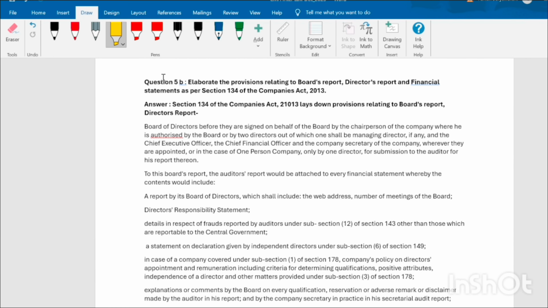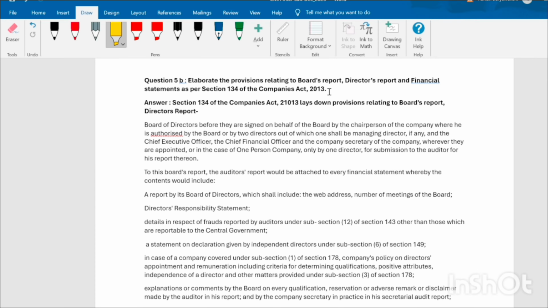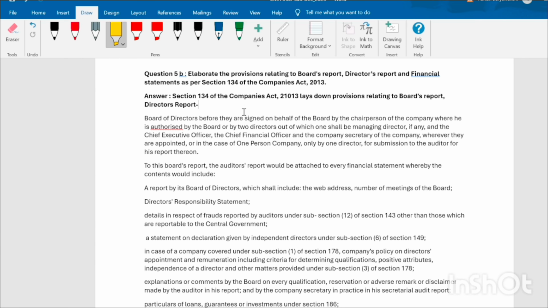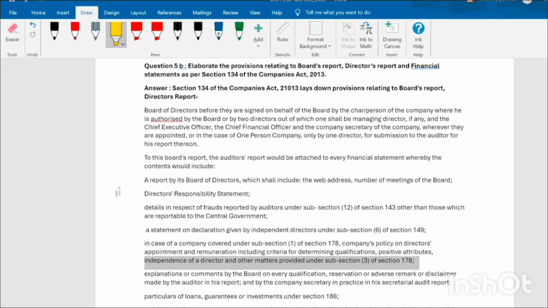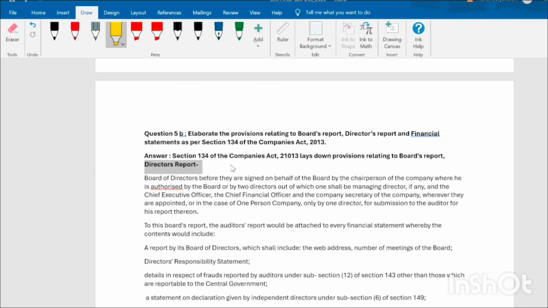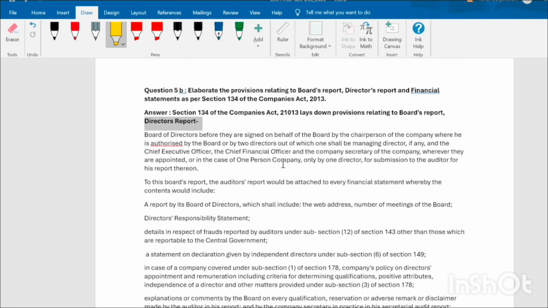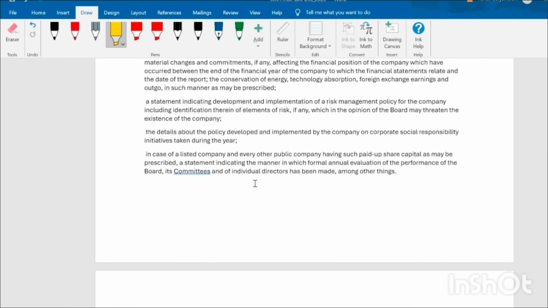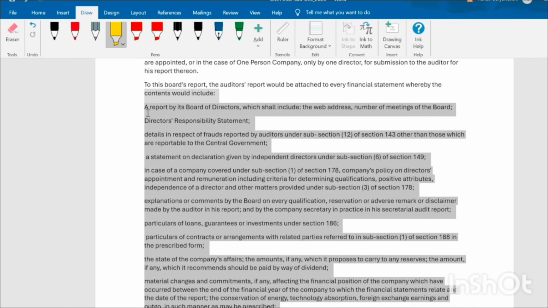Let's come to question number 5b. Elaborate the provision relating to the board report, director report, financial statement as per section 134 of the Companies Act 2013. This question is not a direct question. Obviously, you can find this topic in Companies Act chapter 12.4 or 12.2, whatever, I don't remember. So just you have to write this board report, director report, financial statement as well. You have to write the provision of section 134 and use bullet points. So big answer. But you can write in your own language, as I said.